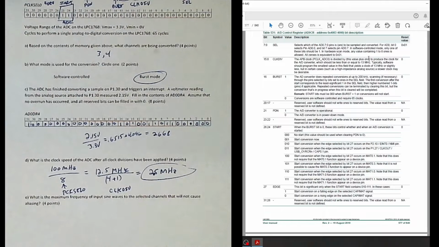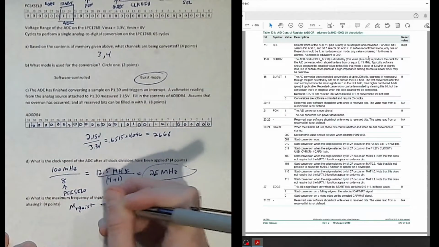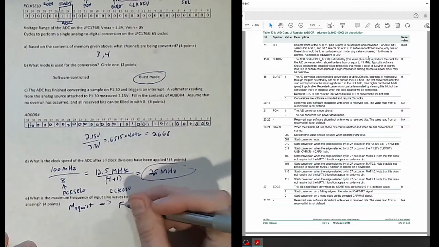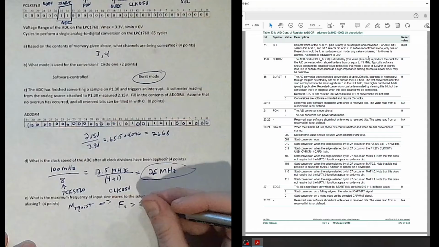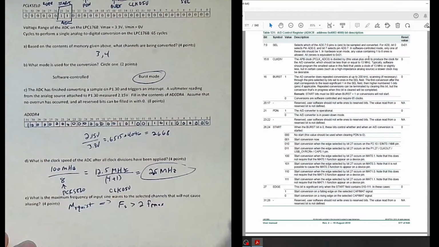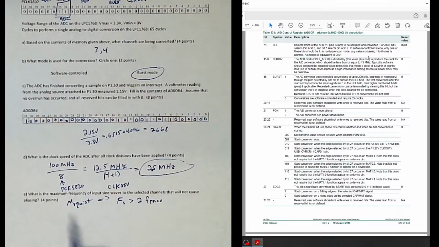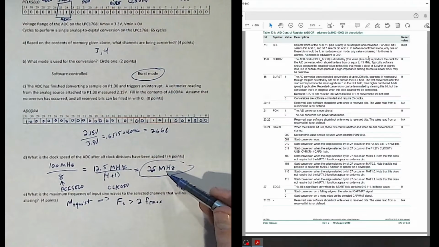Now for part E, what is the maximum frequency of input sine waves to the selected channels that will not cause aliasing? So we're dealing with the Nyquist rate here, and that is that our FS, our sampling frequency, has to be greater than 2 Fmax. So Fmax is the frequency in the waves that we're looking at. That's what this question is asking us to deal with, the Nyquist frequency, or the Nyquist rate. So we have our max frequency that we can run this at.